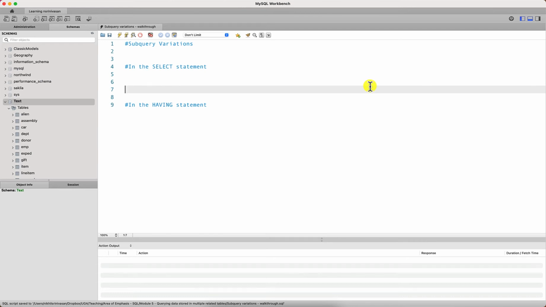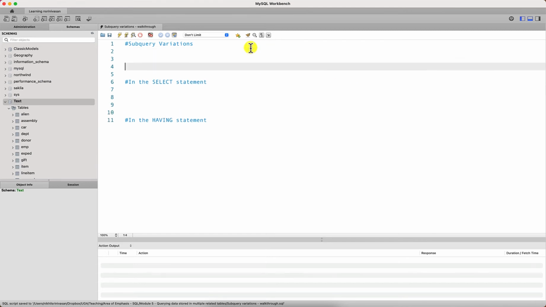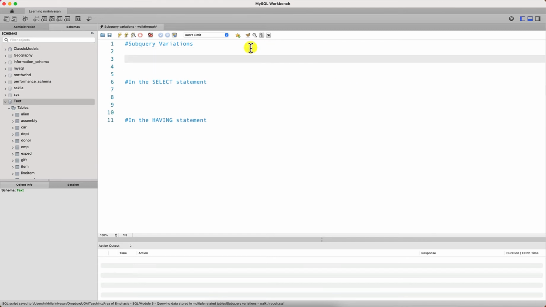To start off with, I want to review what we already know about subqueries. Subqueries are a query within a query. We have seen the use of subqueries in the where statement. In the where statement, one can think of a subquery as the following example.